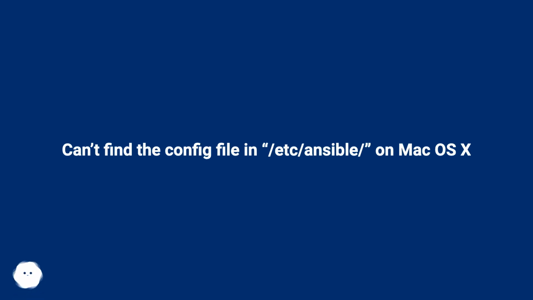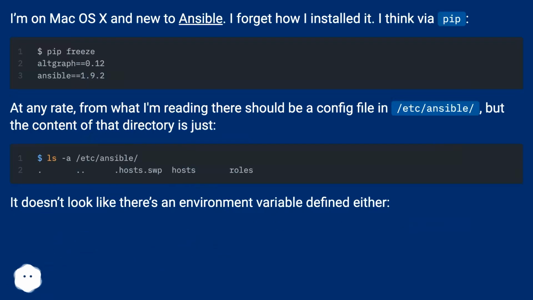Can't find the config file in /etc/ansible/ on Mac OS X. I'm on Mac OS X and new to Ansible. I forget how I installed it. I think via pip.